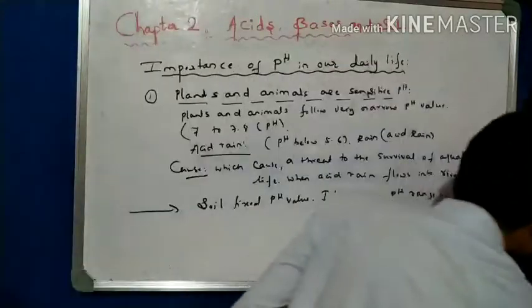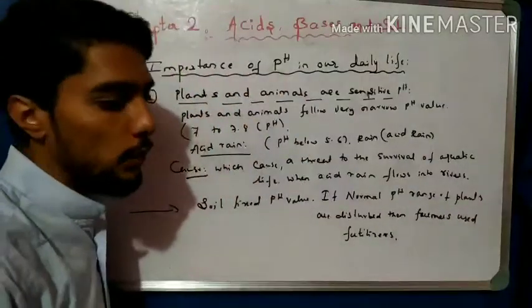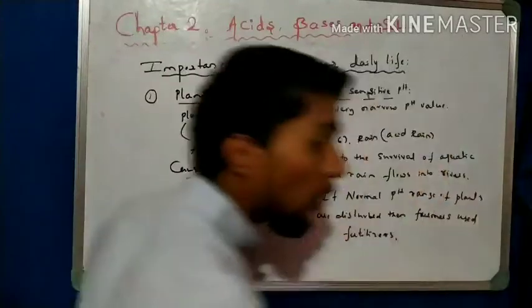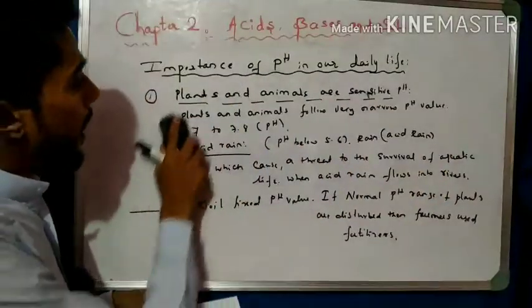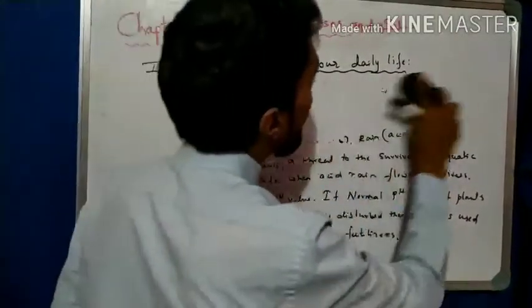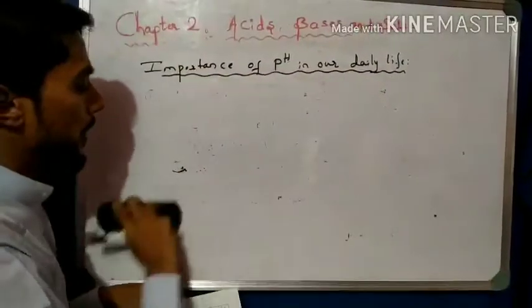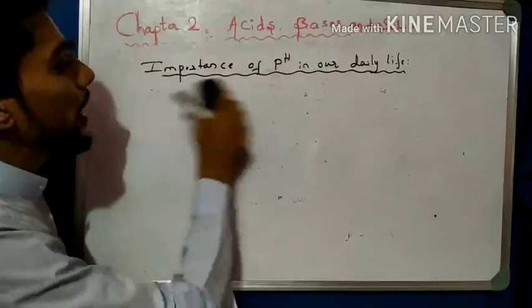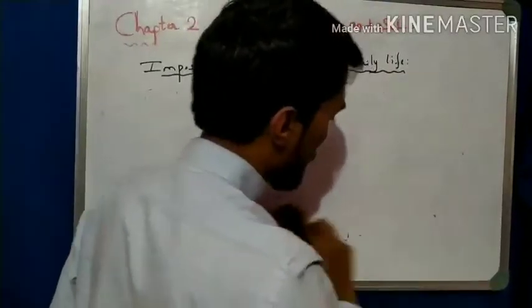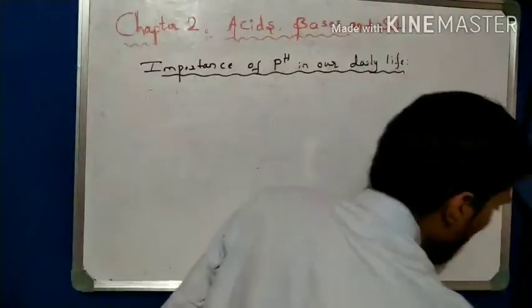Now come to another one. We studied about the environment. Okay, we talked about the environment. Now come to our body. Our body also follows one particular range of pH value. Right. So now take the pH of our digestive system.